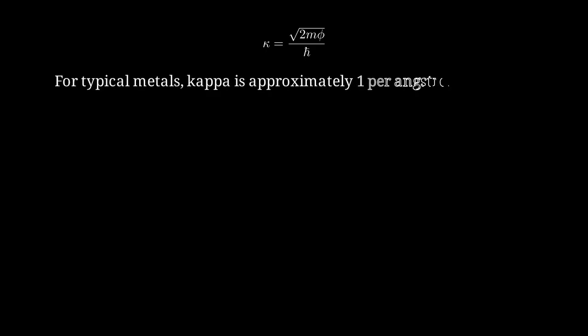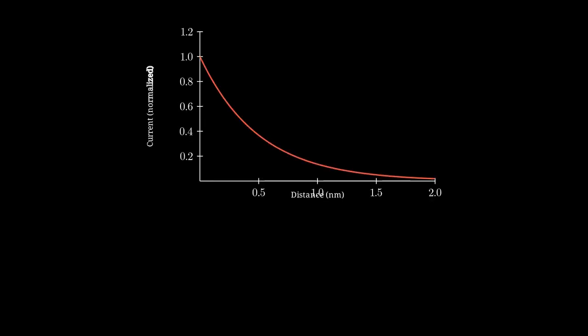For typical metals, kappa is approximately 1 per angstrom. This means the current decreases by a factor of e, approximately 2.7, for every angstrom increase in distance. Let's visualize this exponential relationship. This is crucial for understanding the sensitivity of the technique. This graph shows normalized current versus distance. Notice how steeply the current drops off. An increase of just 1 nanometer reduces the current to about 14% of its original value.